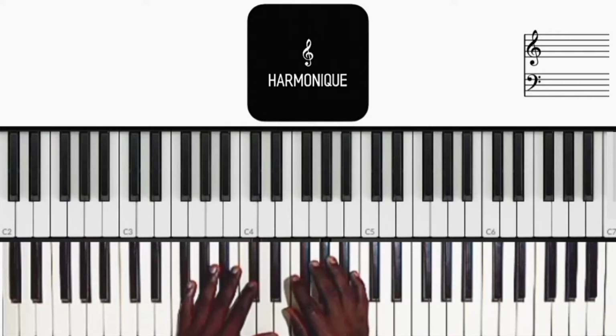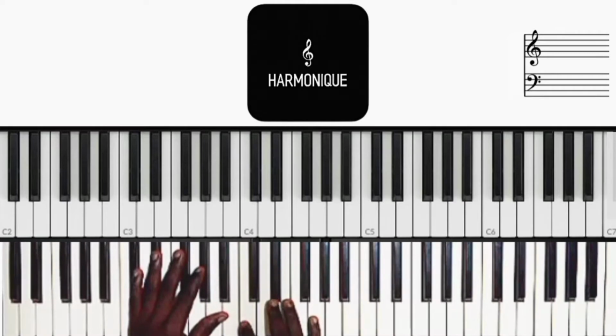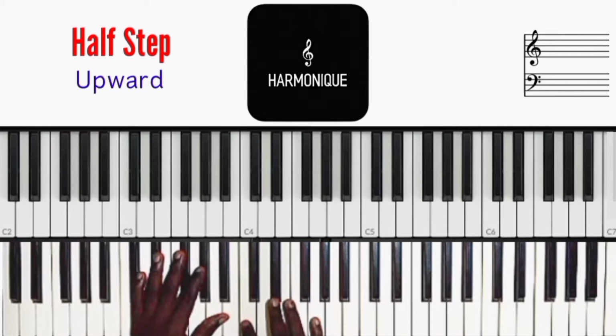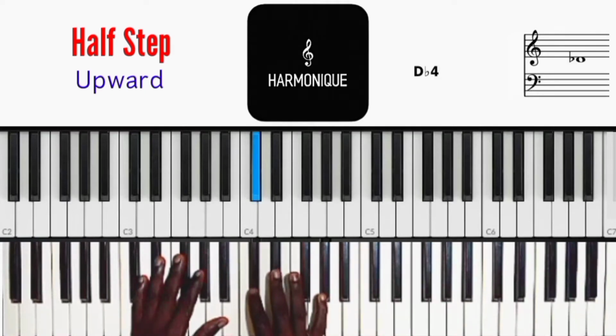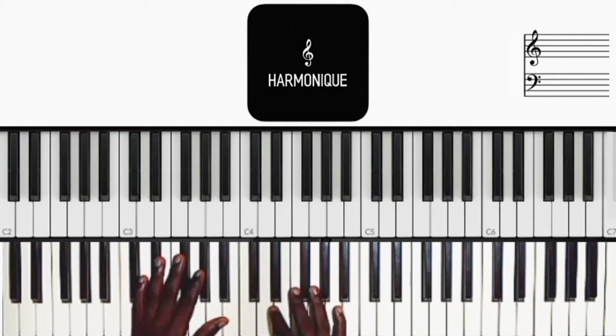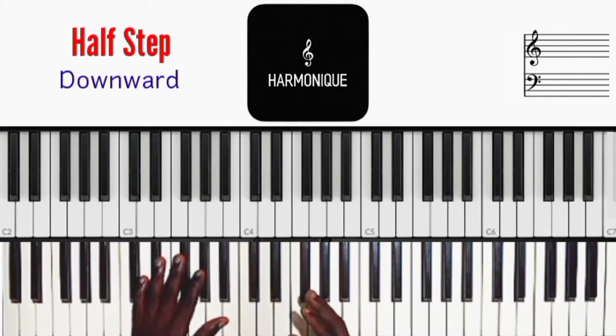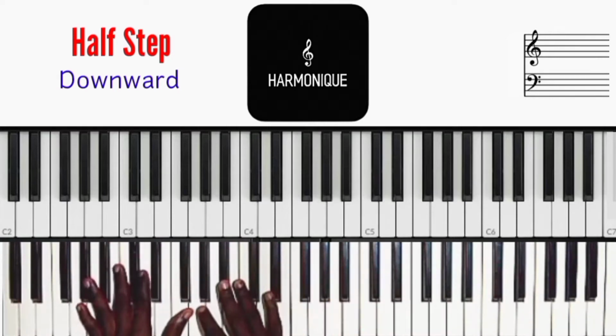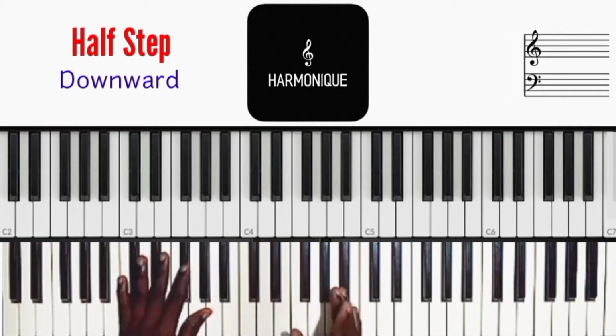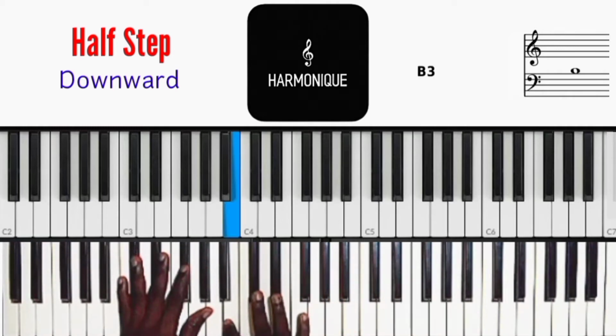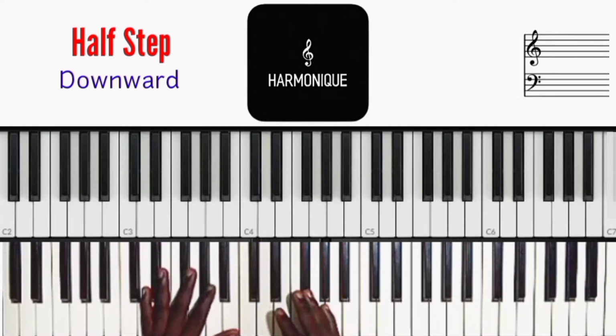So picking any key from the keyboard, let's say middle C, if we want to move a half step upward, that is moving from C to the next closest key when moving upward, that will be what? C sharp or D flat. In the same way, if we want to move from C a half step downward, that is moving to the next closest key when moving downward, then that key will be what? B. Same concept goes to every other key.